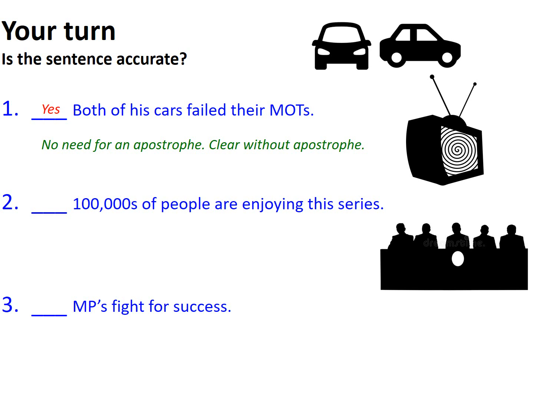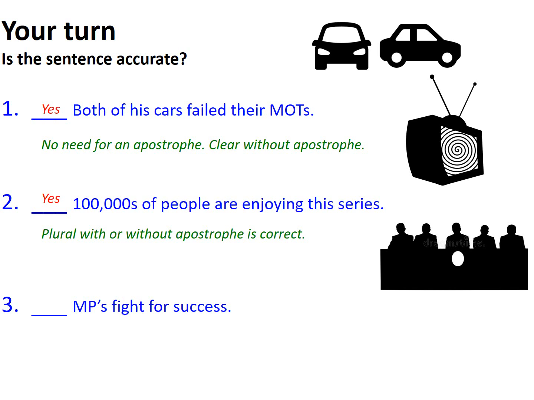Now, if we move on to the next example, millions of people are enjoying this series. It's correct without an apostrophe, but it would also be correct with an apostrophe. If you were confused and the sentence had many numbers in it, you might choose to do that. Though I'd also urge you, if you could, just to spell millions, which would probably be easier than using so many numbers in a sentence like this. Because then you don't have a question of plural or not.